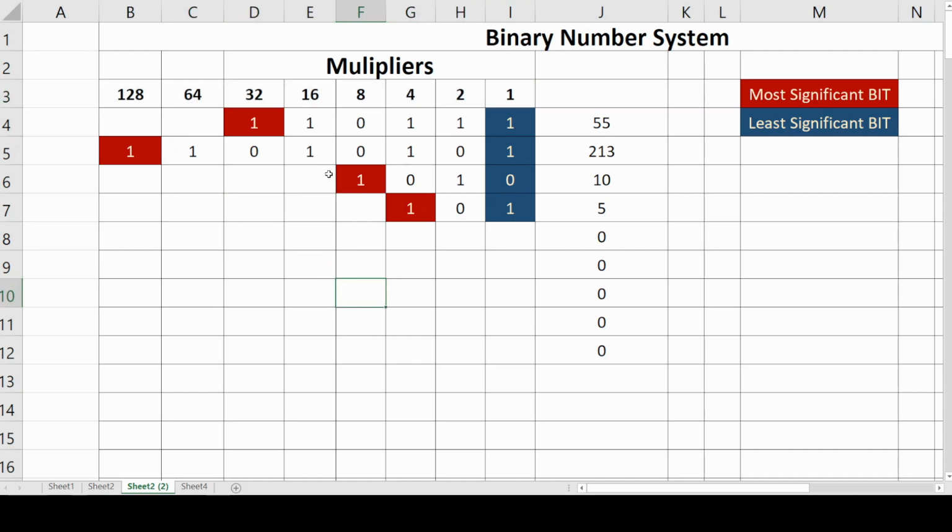Let's talk about this number. This is 110111. So basically, every binary number system will have only two numbers. It will have only a 0 or a 1.